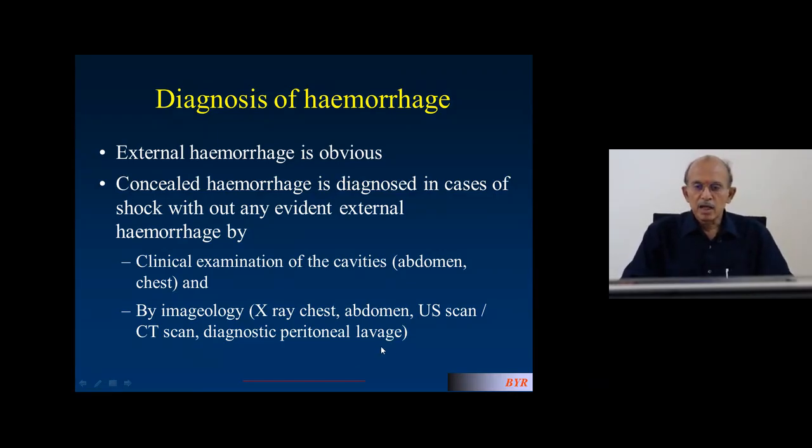So just I want to tell you here is whenever a patient with shock comes, there need not always be external hemorrhage. If hemorrhage is not seen, it can be due to myocardial infarction or the shock can be due to internal hemorrhage. The internal hemorrhage can be usually into the cavities, chest or abdomen. By clinical examination of the cavities or by imaging studies like X-ray chest and abdomen, ultrasound scan, CT scan, diagnostic peritoneal lavage, these will be able to detect the lesion in more than 95 or 99% of the cases.